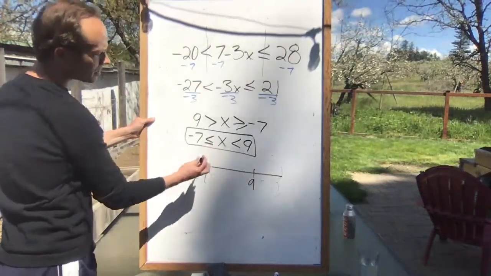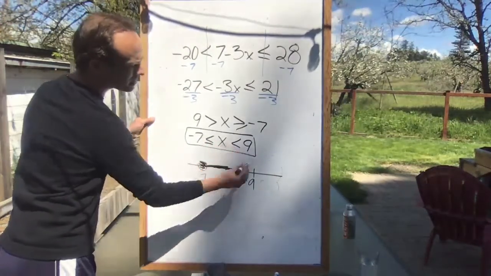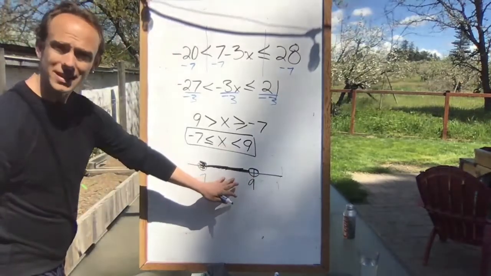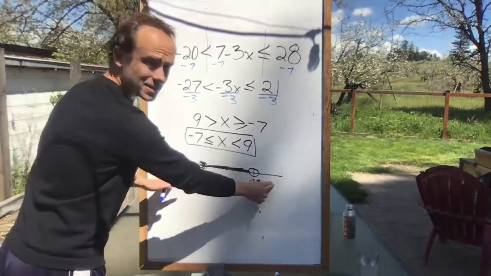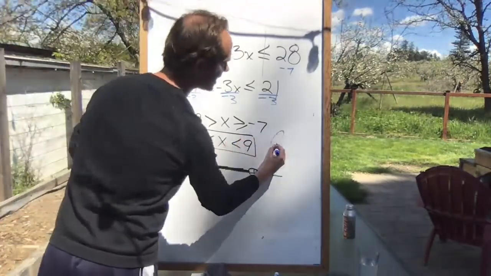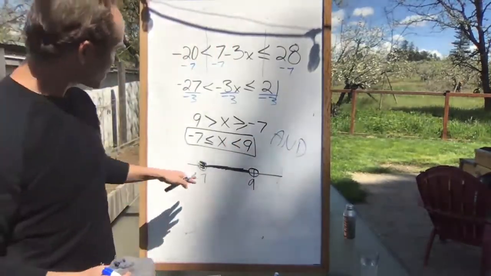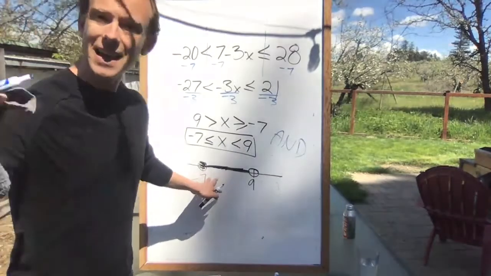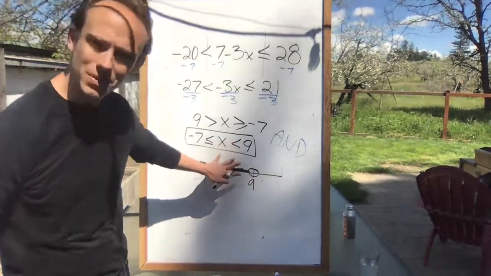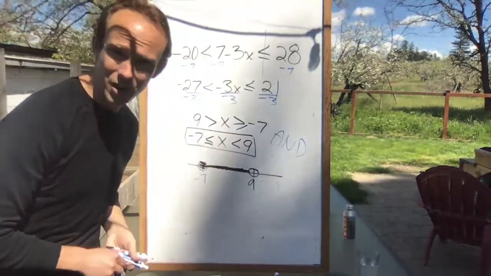x has to be bigger than or equal to -7, and it's got to be less than 9, and it can't equal 9. So all of your answers are in here, and around the outside are the things that aren't your answers. It's a classic "and," because you can be both. The number can be bigger than -7 and also less than 9. It needs to fulfill both conditions in order to be a solution to this compound inequality.